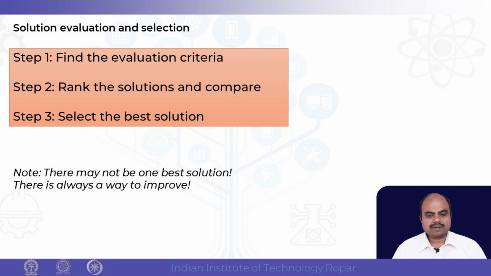So when we have the rank, we are going to have a ranking method, and then ultimately we are going to select the best solution. More details will come later, and there may not be the best solution. There may be ways to also improve. It is just that we are going to say this is one of the solutions which has been found.